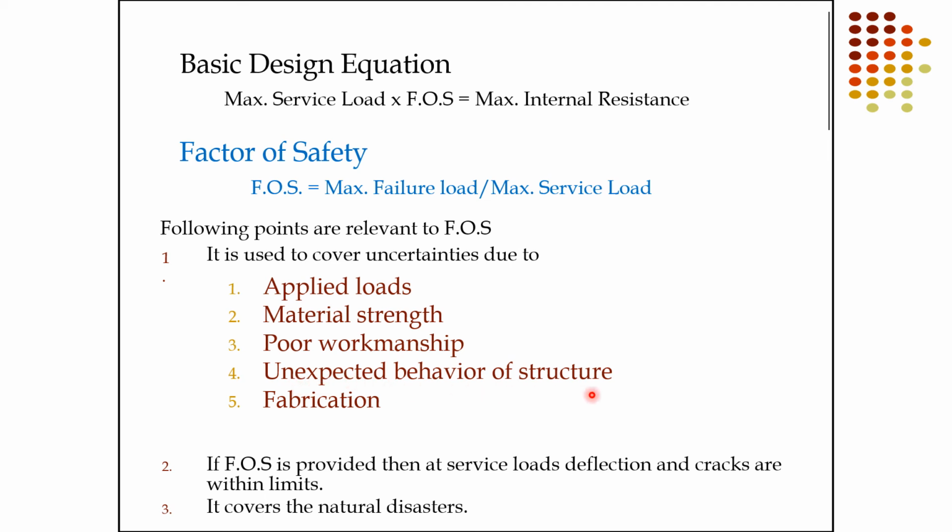Unexpected behavior of structure: we have a perception or analysis techniques, but due to some unnatural reasons, the structure didn't perform the right way as we have expected. So if there is any unexpected behavior, then the factor of safety will also cover. Fabrication during erection of beams and columns, if there are issues of verticality or horizontal members, these fabrication issues will also be covered in the factor of safety.